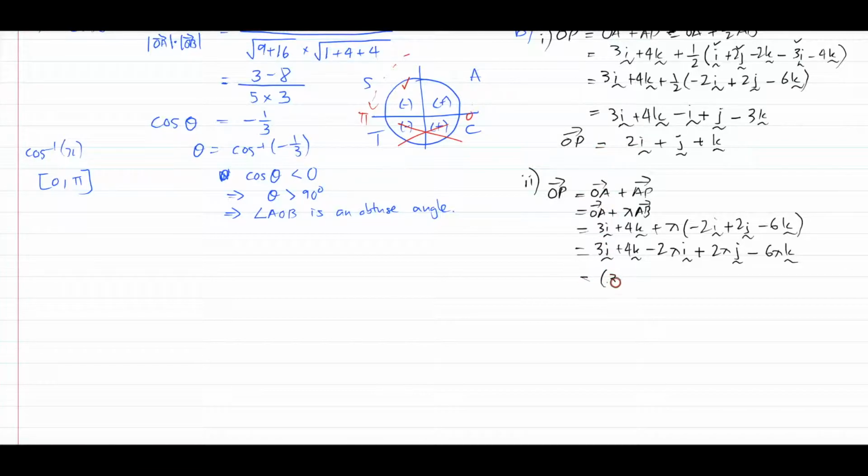Then we group them together. So 3 minus 2 lambda, that is i, and then plus 2 lambda of j, because there's only one j here, and then plus 4 minus 6 lambda of k. So we're just grouping the coefficients together for each of the respective unit vectors. OP equals that. We're going to use this a lot, so note that down and star it. Okay, cool. So we now know OP is in this form with the lambda. We only have one variable, which is good. We now want to find that variable.